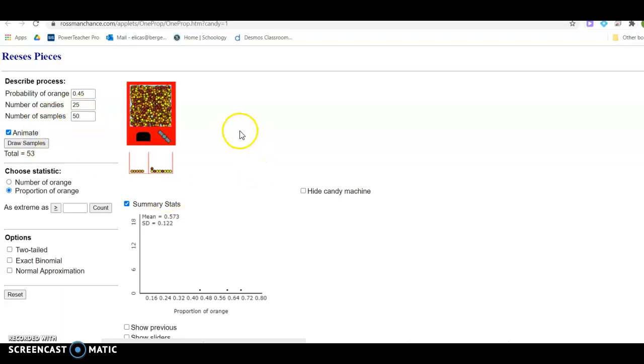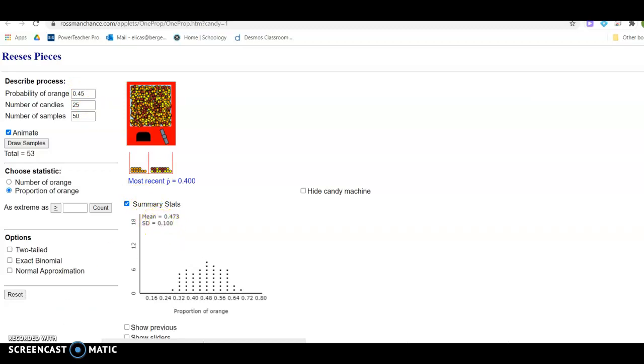You can see the machine working, and then it will, bam, put all of those 50, because now I have a total of 53 because I had 3 to start with. Here are 53 different samples of taking 25 pieces of candy at a time. The p hat here is the last one out of those 50 samples. But here you can see all 53, and we can see our mean is about 0.47 or 47%, which is pretty close to our population of 45%, and our standard deviation is 0.1.